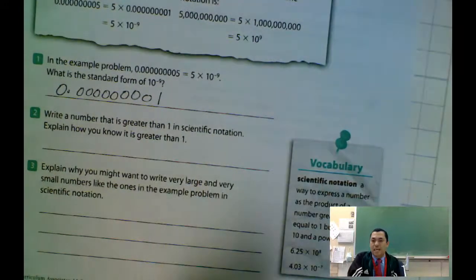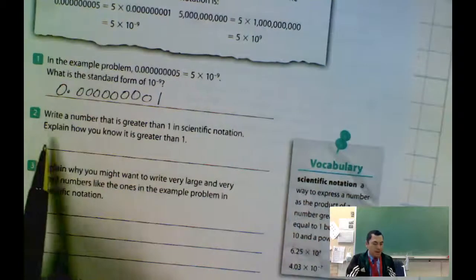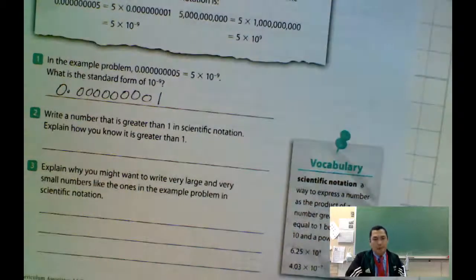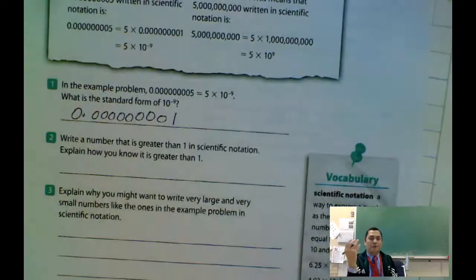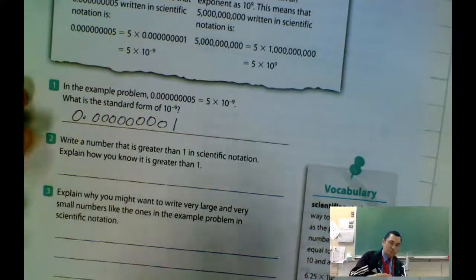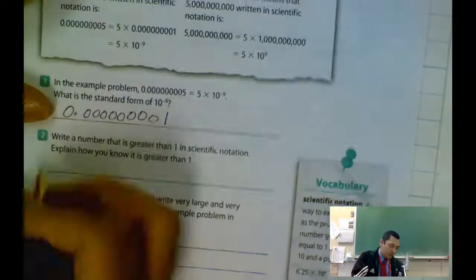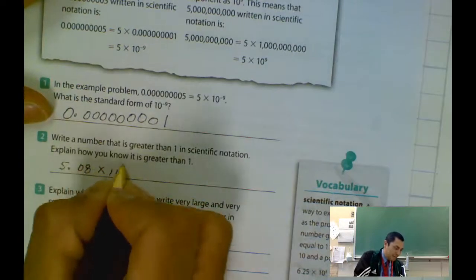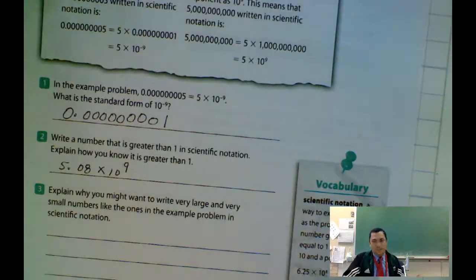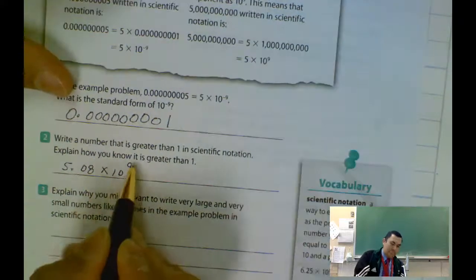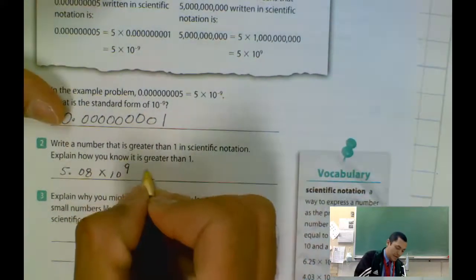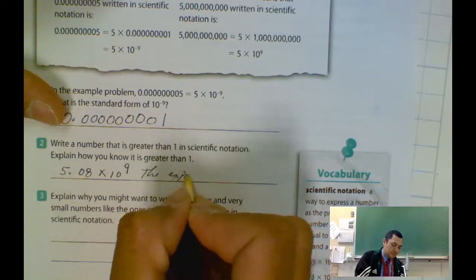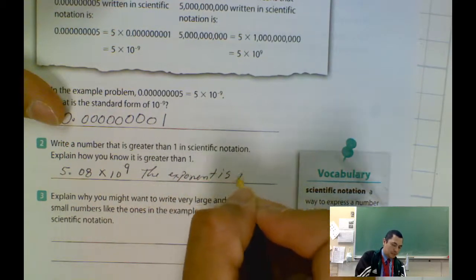Number 2, write a number that is greater than 1 in scientific notation. Explain how you know it is greater than 1. And in this case, remember, if a number is greater than 1, you can have 2, you can have 3, you can have 4, you can have 5 point something. In this case, I'm just going to pick a random number, 5.08 times 10 to the 9. And how do I know that that number is greater than 1? Because this exponent is positive.